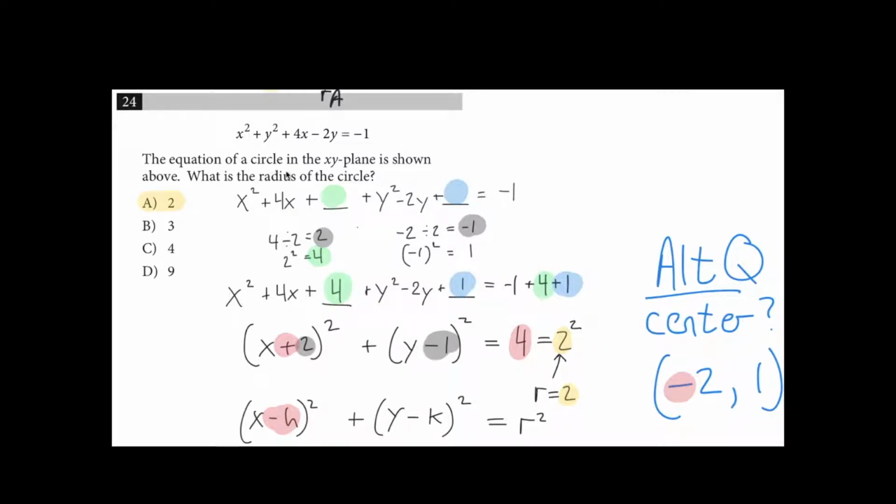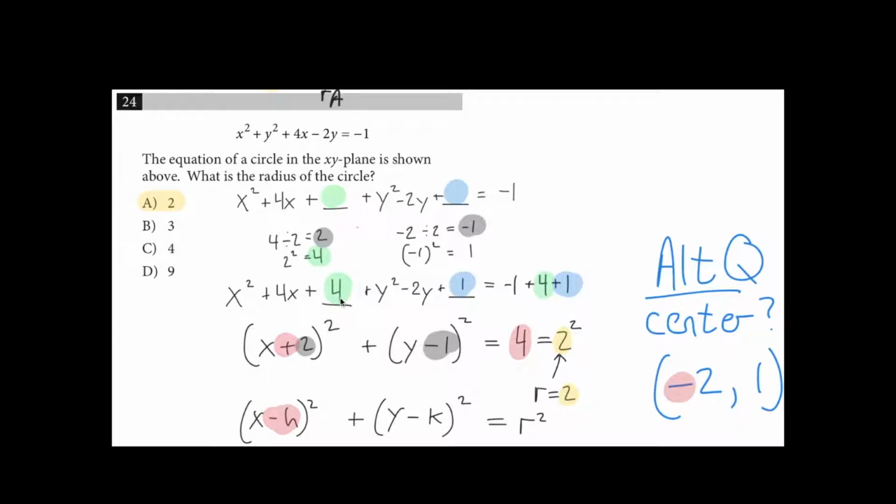Question number 24 is an exercise in completing the square twice. You have to complete the square once for x's and once for y's. So just reorganizing the equation, you get x squared plus 4x and y squared minus 2y is equal to negative 1. And I like to put these little spaces right here just because I know I need to add something here to create a perfect square. I need to add something here to create a perfect square.